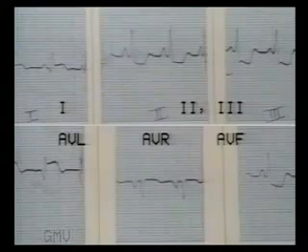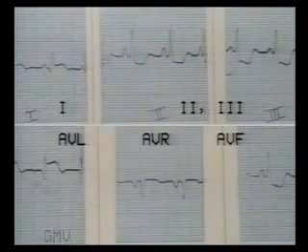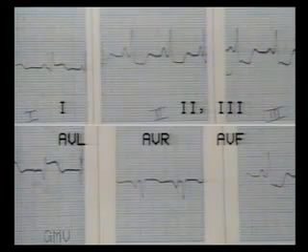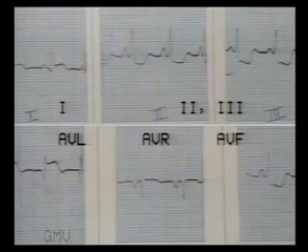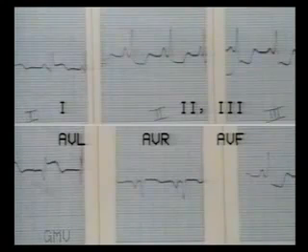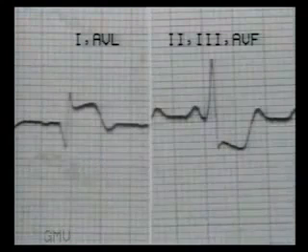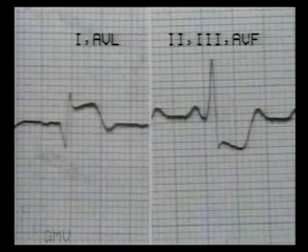In this ECG, leads 1 and AVL show ST segment elevation. The T waves are slightly inverted. So this is a 2 to 3 day old anterior wall infarct. The leads 2, 3 and AVF show marked ST segment depression, suggesting an extensive infarct. More the depressions and elevations, more extensive is the infarct.